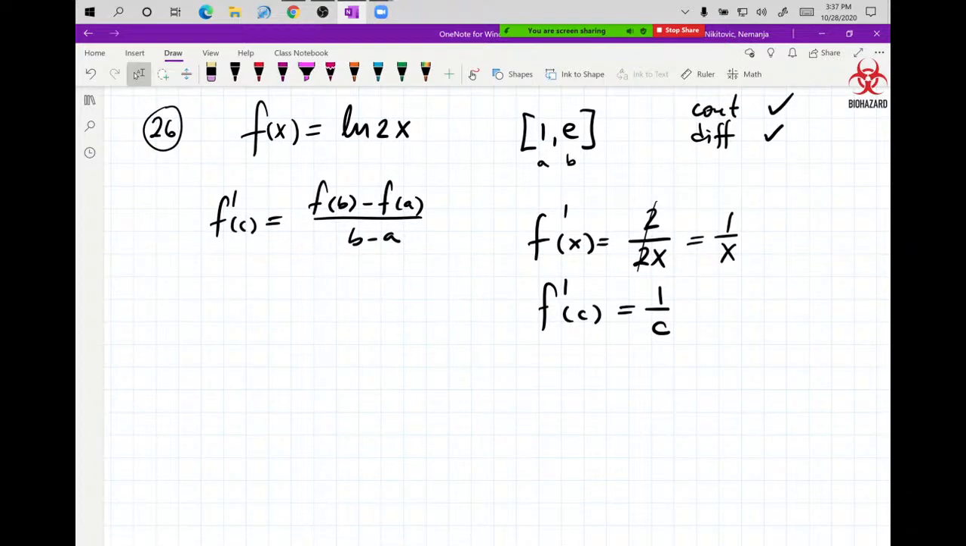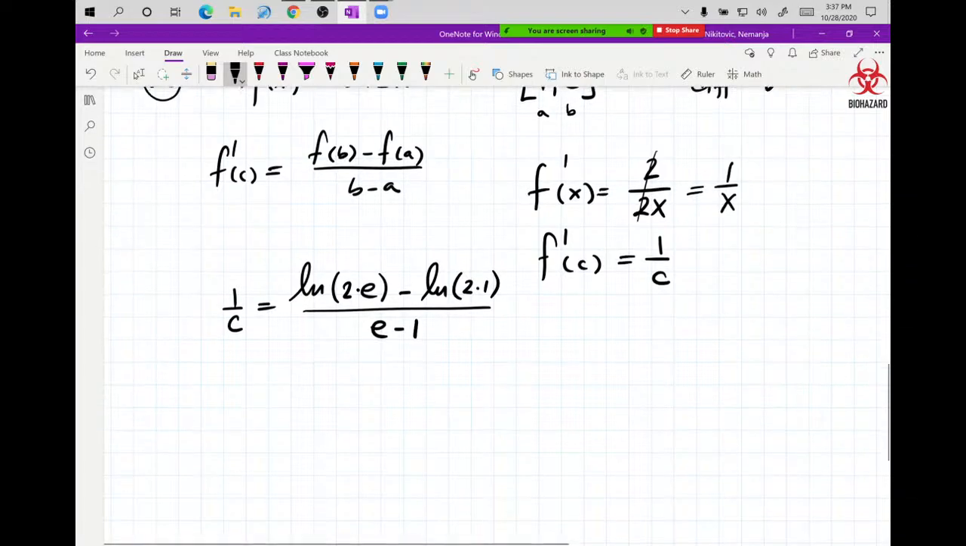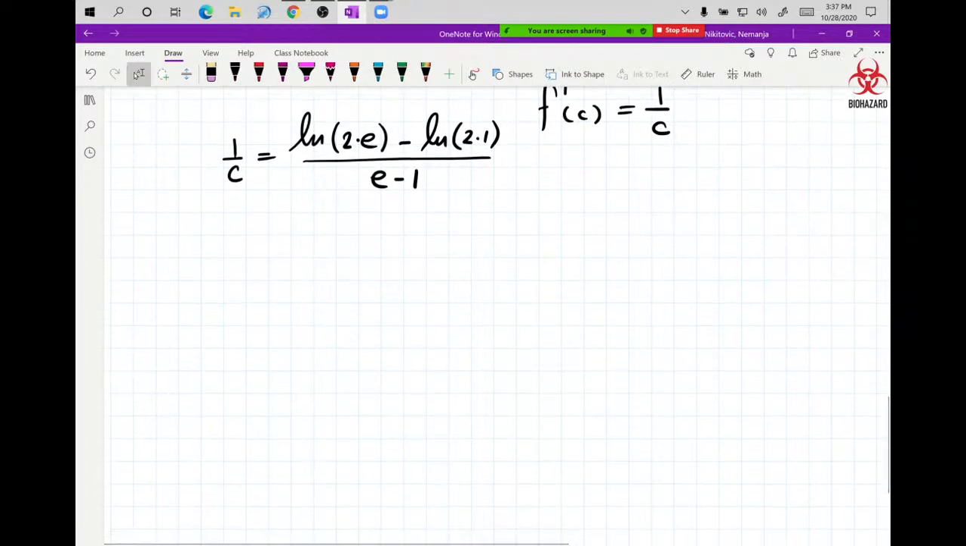And I will just plug everything in. So f prime of c is 1 over c, f of b, that's going to be ln of 2 times e minus ln of 2 times 1 divided by e minus 1. So we just plugged in all of the values. We plugged in c into the derivative. We plugged in a and b where they belong in the function there. And now we just need to work this out.